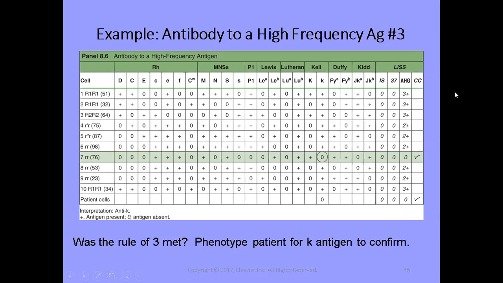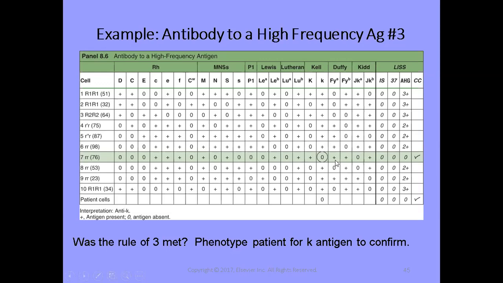Basically, if we went through the rule-out method, this is an example of an antibody against little k. Let's look at little k, and we see that little k is absent just from this cell, and that's why there was no reaction. And we know that little k is a high-frequency antigen.